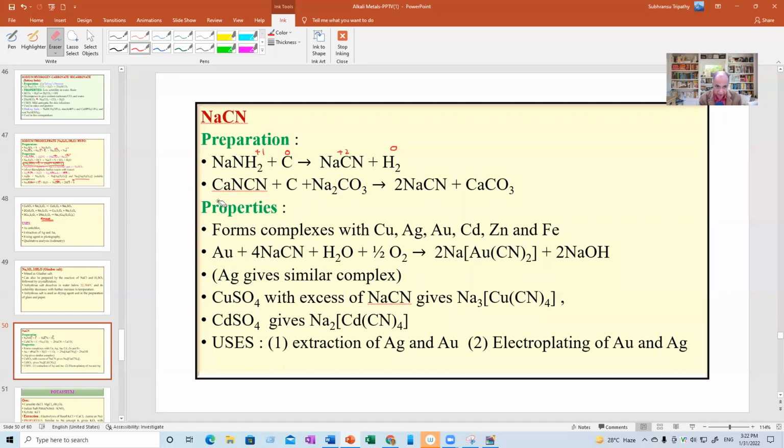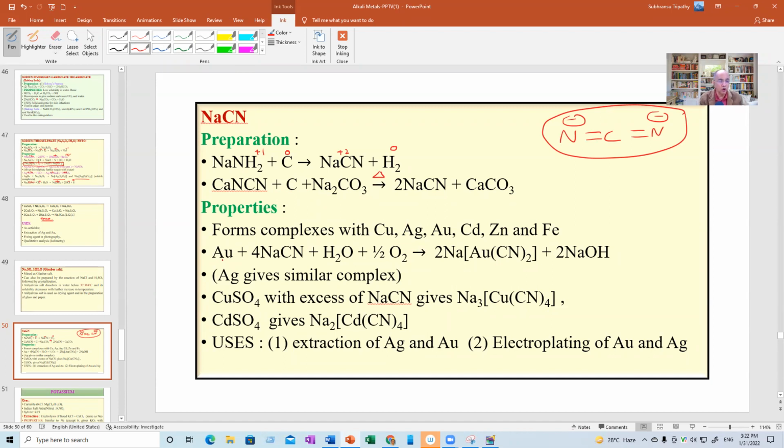Now, even calcium cyanamide. This is cyanamide. It's a linear species. Carbon is sp, and that reacts with coke along with sodium carbonate. Heat, it will produce sodium cyanide and calcium carbonate. Properties: the cyanide ion is a fantastic complexing agent. It forms cyanido complexes.